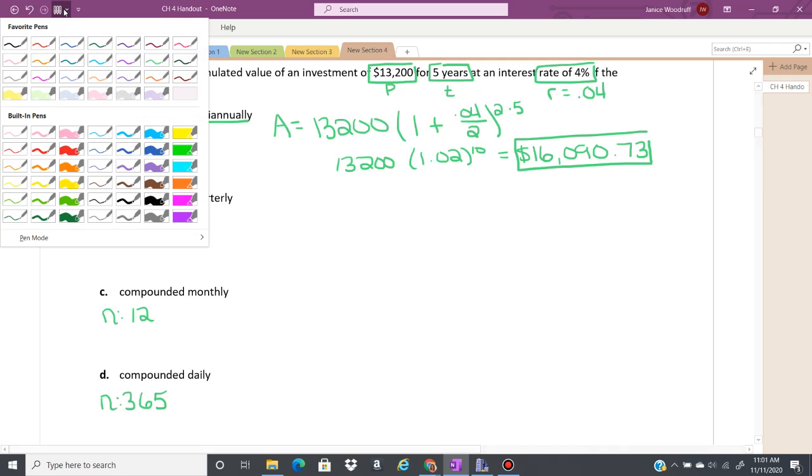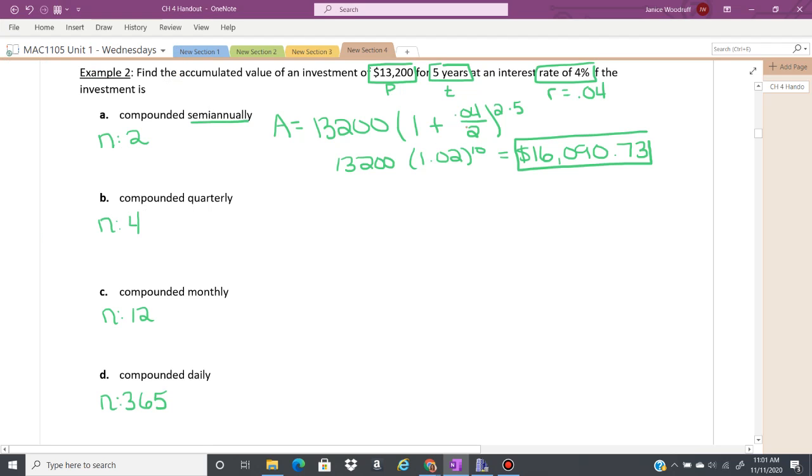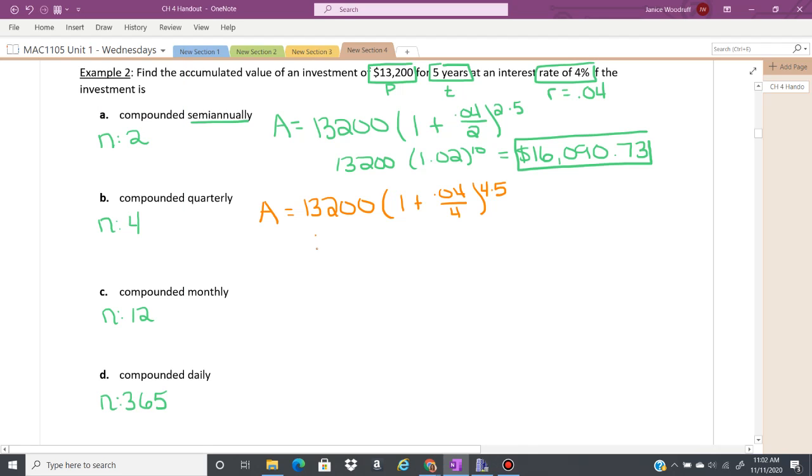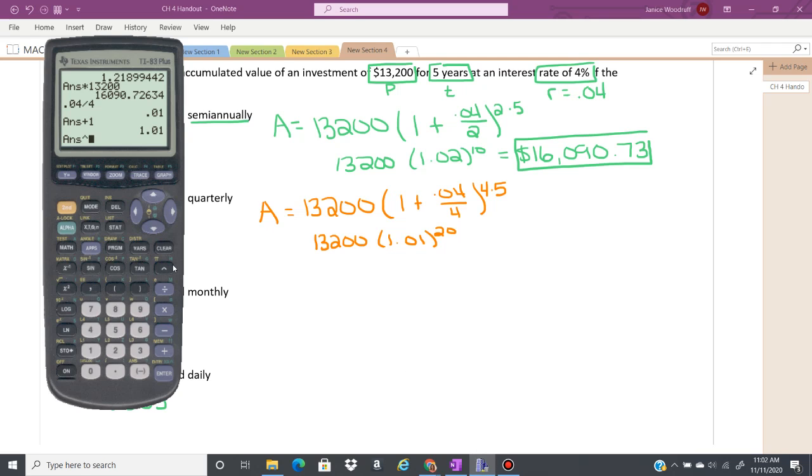All right, we're going to do the same thing, but now with quarterly. So instead of having the 2 there, we're going to use a 4. So our A is 13,200 times 1 plus 0.04 over 4, to the 4 times 5. Inside the parentheses, I do 0.04 divided by 4. That's 0.01. Add a 1, so 1.01. So now I have 13,200 times 1.01 to the 4 times 5, which is 20. So 1.01 to the 20th. Then take that, multiply it by 13,200. That's going to give you $16,106.51.